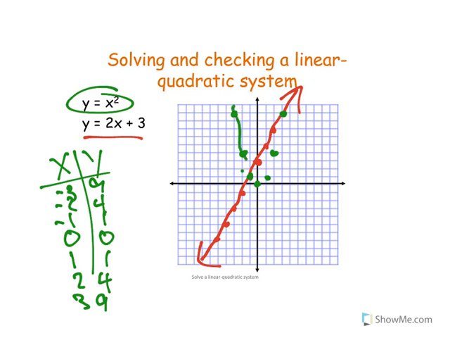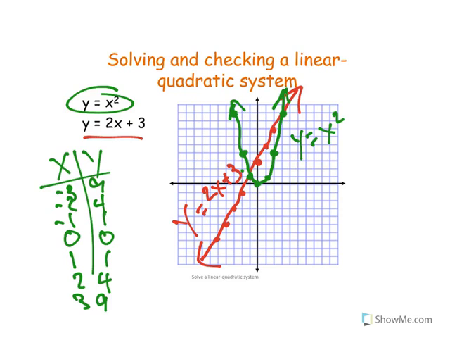All right, so if I'm going to connect these points and make a nice parabola there, and I'm going to, of course, label y equals x squared. I'll label my linear equation, y equals 2x plus 3. Now I need to identify my solutions.